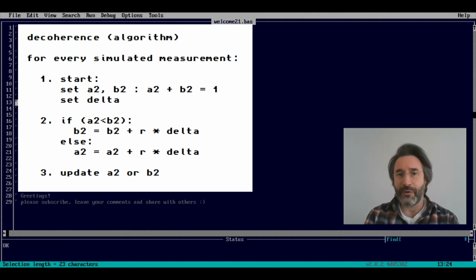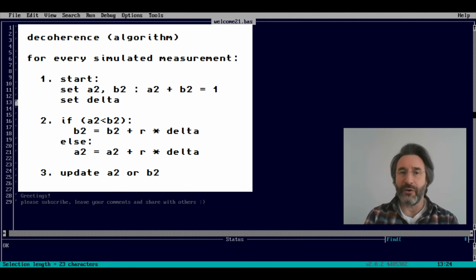The third step consists of something very, very simple. Since we have practically modified B2 or A2, we want to make sure that A2 plus B2 is still equal to 1, so we update A2 and B2 accordingly.